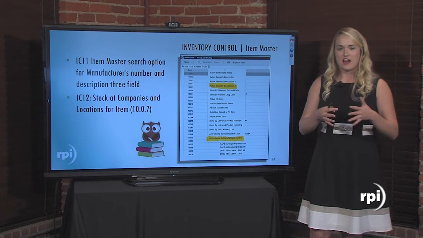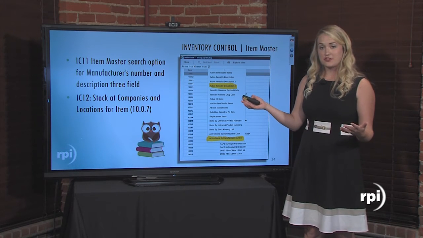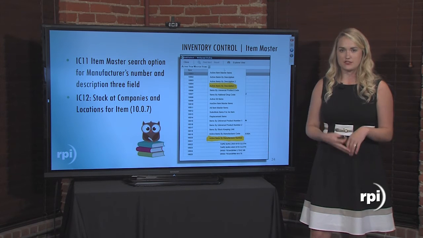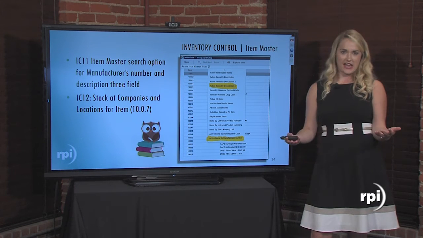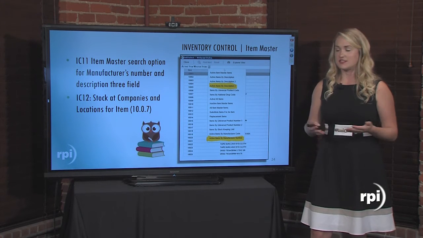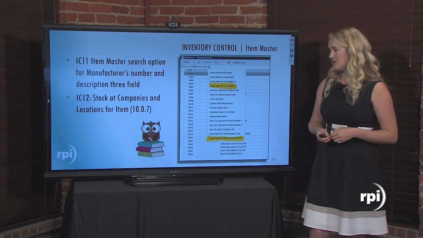And with that, we've got a new search option for that description 3 field, as well as the manufacturer number, especially if you don't know the Lawson number, or maybe it's newly been added and you want to search for what it is, but you know what the manufacturing number is, you can search on that too.